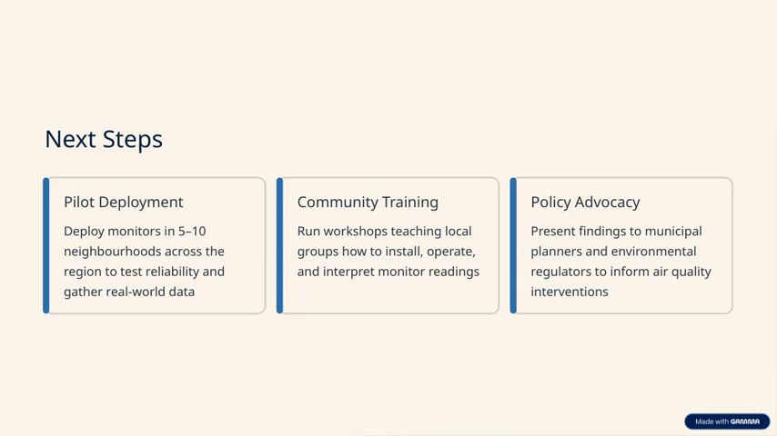Now, let's talk about our next steps moving forward. First up is the pilot deployment. We plan to deploy monitors in about 5 to 10 neighborhoods across the region. The goal here is to test how reliable these monitors are in real-world conditions and to gather valuable data that we can't get in a lab setting. This will give us a clearer picture of air quality issues at the community level.